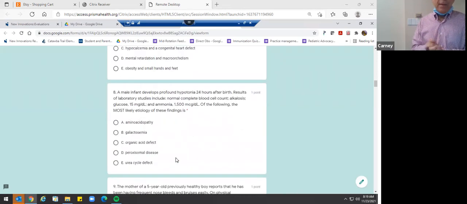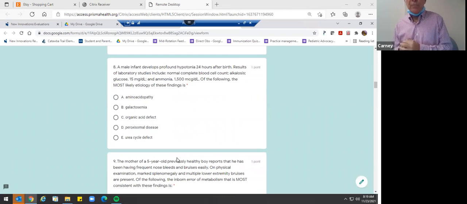Whitney, yeah. A male infant develops profound hypotonia after 24 hours. All right, what's the giveaway here? Hyperammonemia, alkalosis, right? Done. What is the answer? Perfect. It's a urea cycle defect. That's ammonia. Galactosemia is a sugar problem. Aminoaciduria is an amino acid problem, and could be part and parcel to a problem with ammonia. But if you get an ammonia of 1500, that's a urea cycle defect.